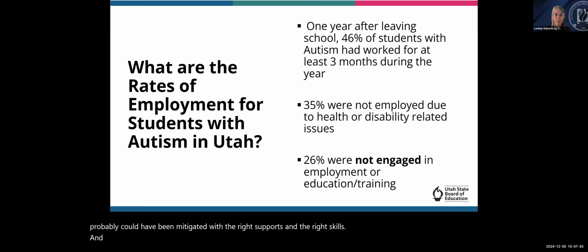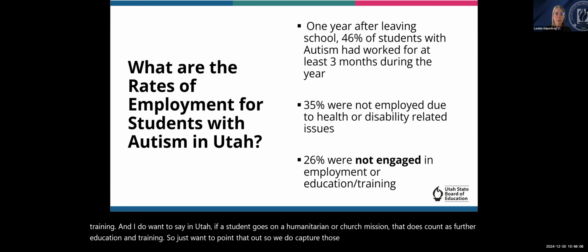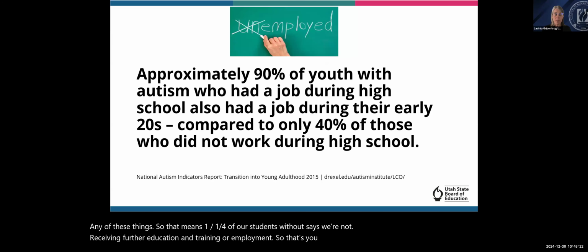And then 26% of former students with autism were not engaged at all in any form of employment or education and training. I do want to say that in Utah, if a student goes on a humanitarian or church mission, that does count as further education and training. So we do capture those data, but 26% of students with autism were not engaged in any of these things. That means over a quarter of our students with autism were not receiving further education, training, or employment. So we have work to do.